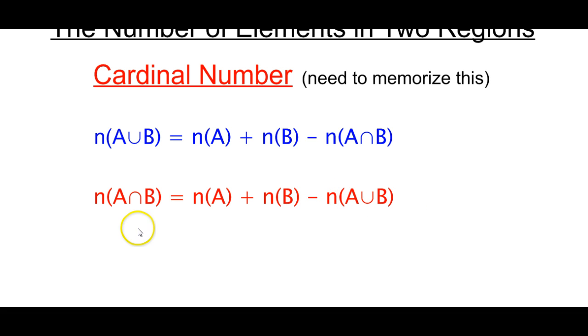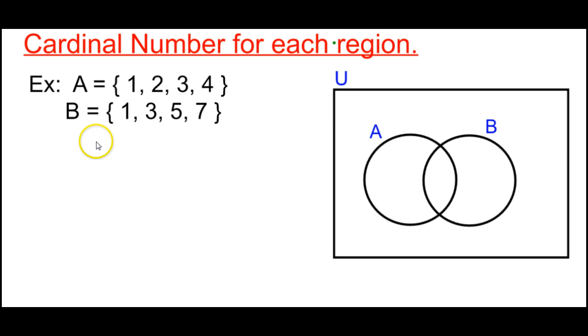Alright? Please write this down somewhere so you can refer back to it. We're going to use this in the next couple of problems, all right? So before we get into the cardinal number of each region, let's recap on how to write these elements into the Venn diagram, right?